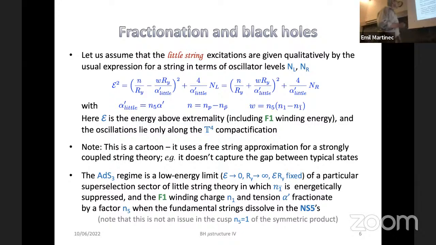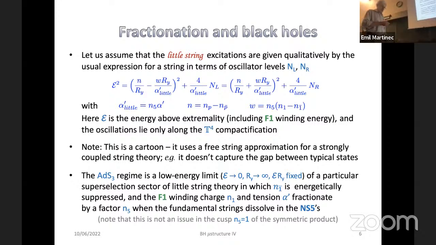And we want to work in the following regime. We want to work in this regime where we interpret the string tension in this formula as being the tension of the little string, which is n5 times smaller than the tension of the fundamental string. We are also constrained by asking the system to carry a net momentum. And then because the strings are fractionated, n5 times the net winding of the fundamental strings in the background.